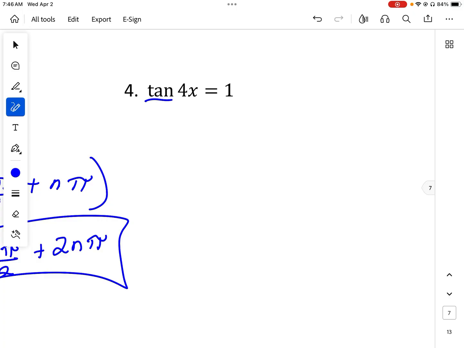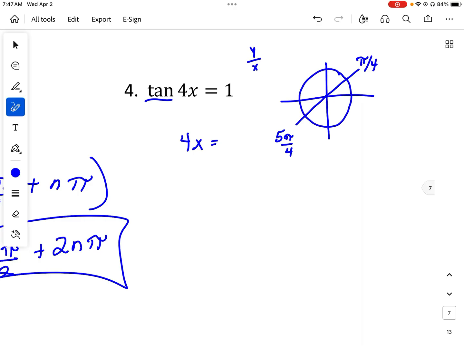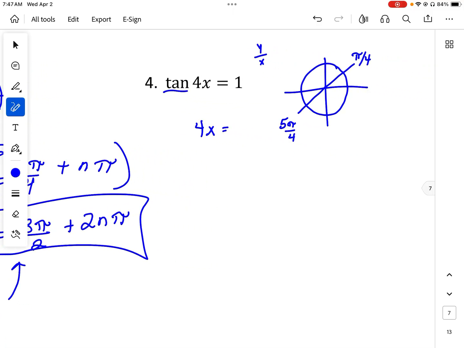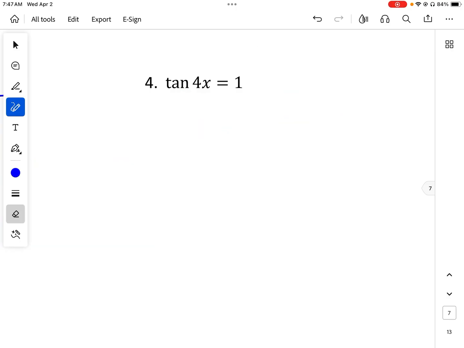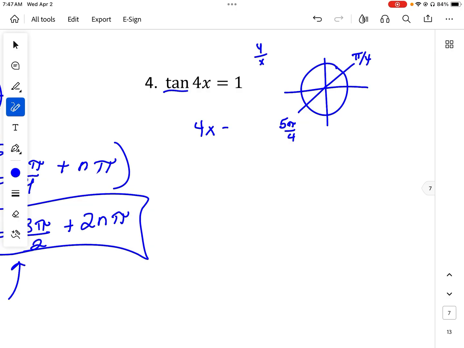This one's already solved for us because there's nothing else to do. Tan is isolated. So 4x equals, we've got to look where y over x equals 1. And that would be here at the 45, and that's pi over 4. And that would be here at 5 pi over 4. And they are 180 apart, just like the last one.